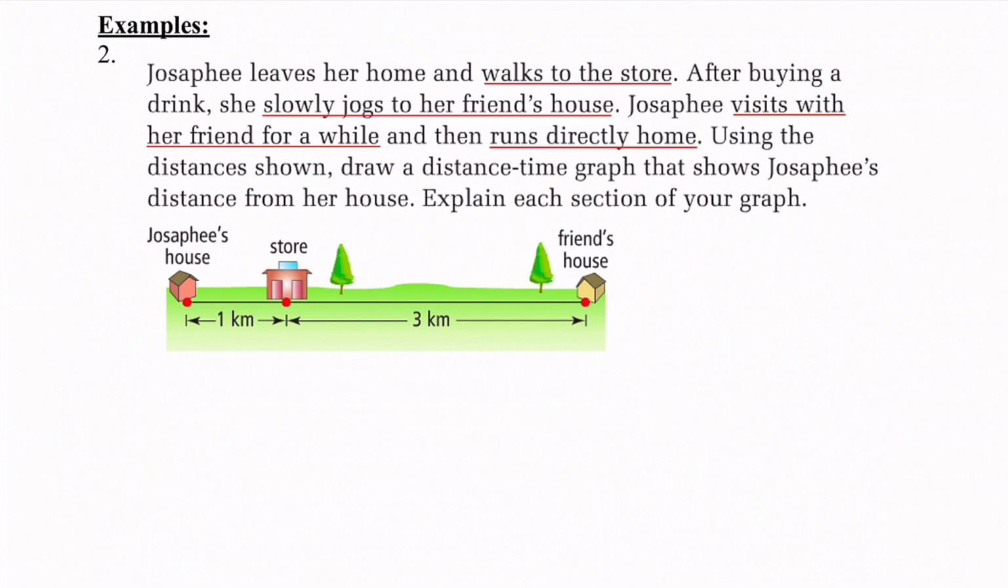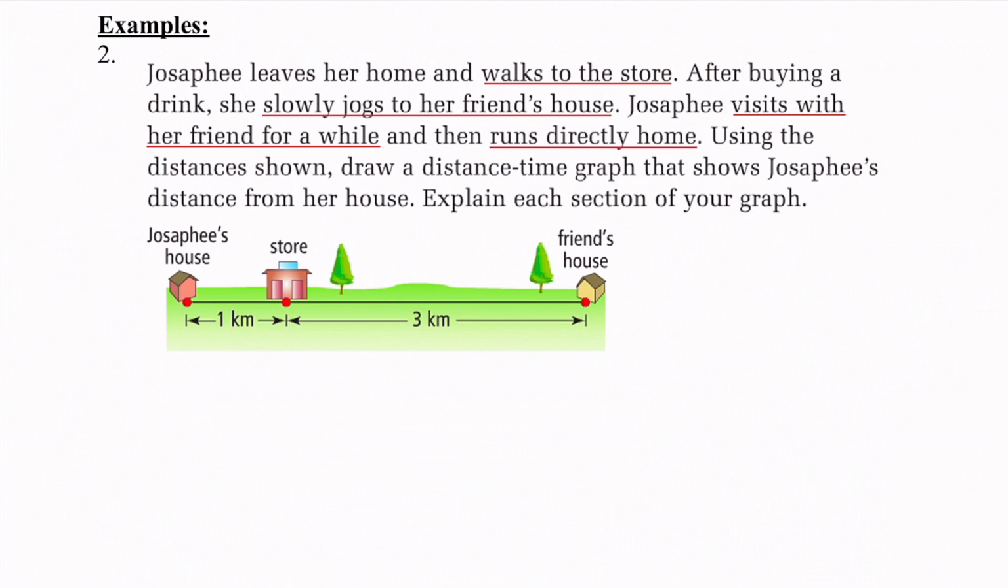So in this one, and I've kind of already underlined some pieces of information, those are going to be quite useful. So it says, Josephine leaves her home and walks to the store. After buying a drink, she slowly jogs to her friend's house. Josephine visits with her friend for a while and then runs directly home. Using the distances shown, draw a distance time graph that shows Josephine's distance from her house. And here's the distances that we've been given. Explain each section of your graph.